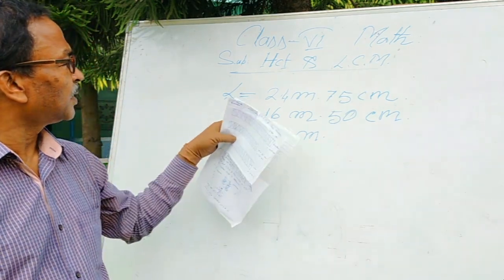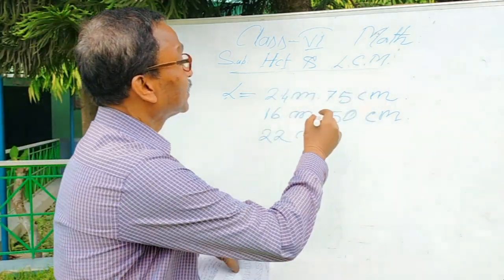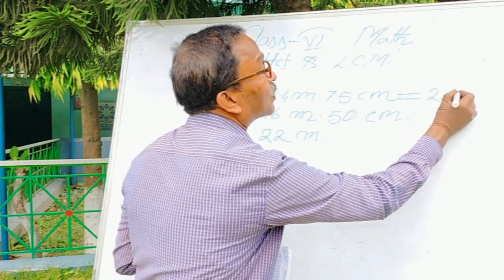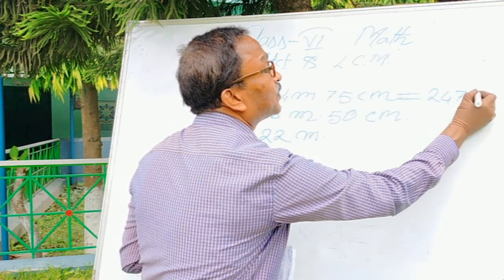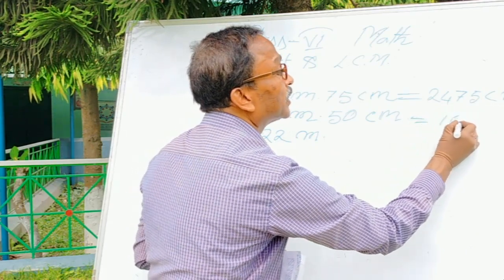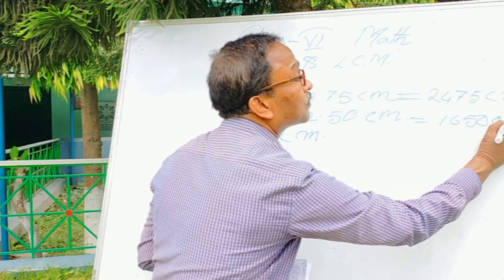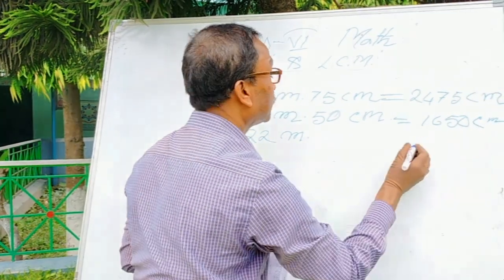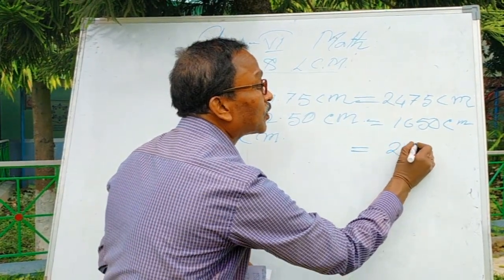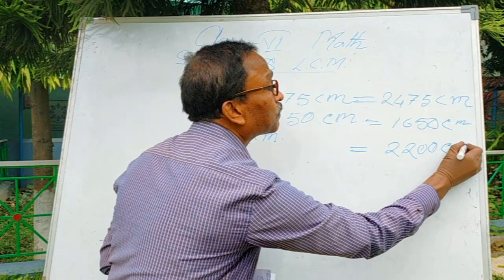How can we find this? We convert all of these to cm: 475 cm, 1650 cm, and 2200 cm.